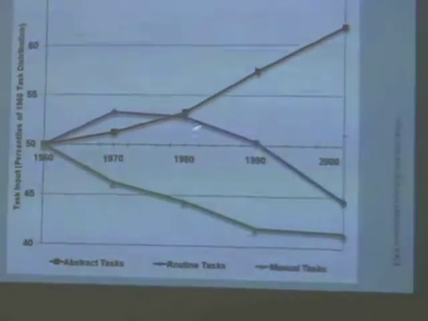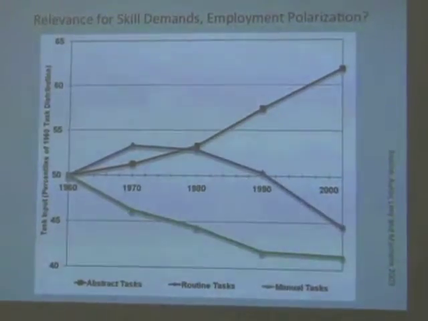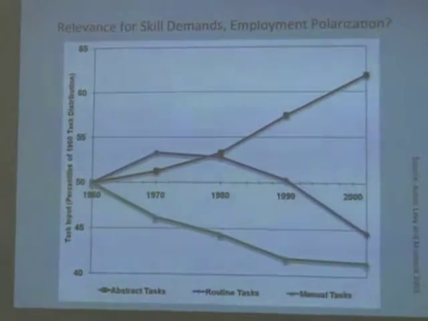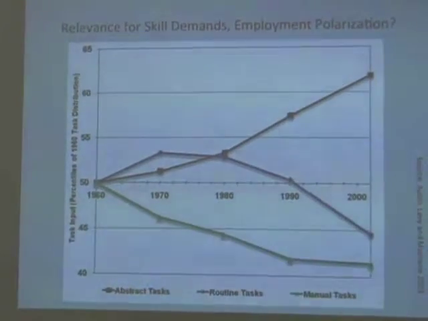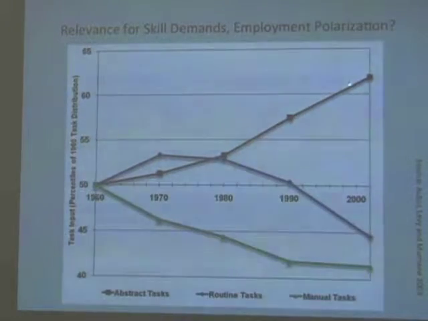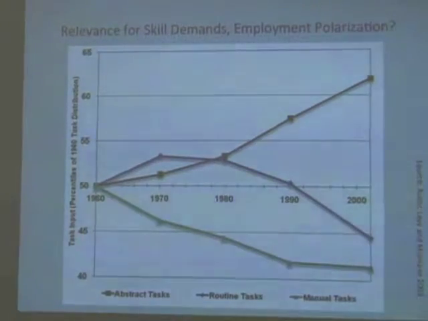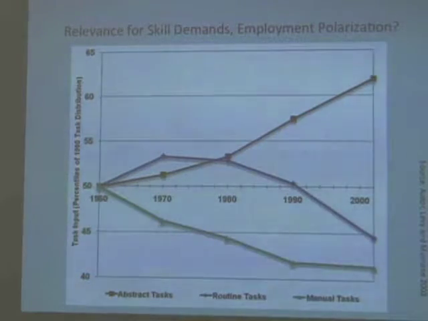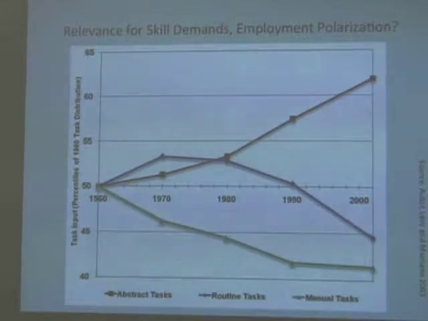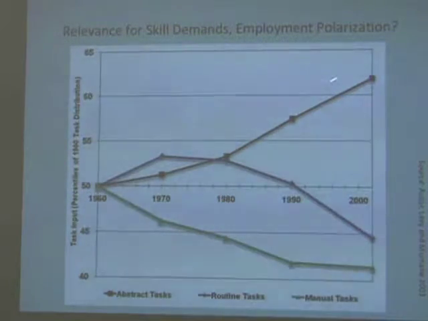So first of all, this is just from the Autor-Levy-Murnane paper. We try to measure the prevalence of these tasks in the U.S. economy over multiple decades, right? And what you see is these abstract tasks that you might most associate with the professions are rising in prevalence, and they have been for decades. That's nothing new. Maybe they accelerated, maybe not, but clearly these types of professional activities have been becoming more important over time.